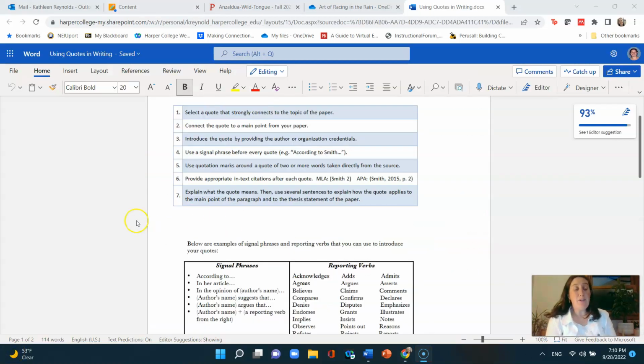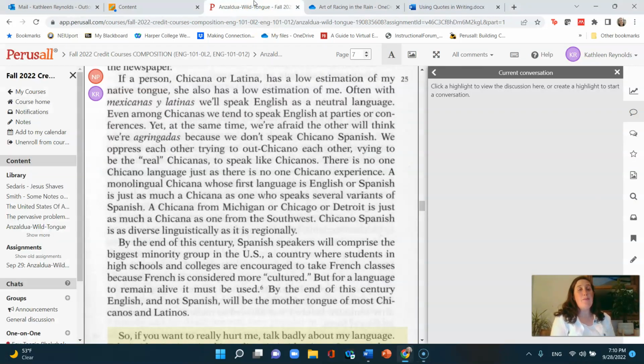All right, so we talked about selecting a quote that strongly connects to the topic of the paper, and now we're going to connect the quote to a main point from our paper, and we decided to do the point about examples from the readings about examples of linguistic racism. So here, I need to introduce the quote by providing author or organization credentials and use the signal phrase before every quote. So I'm choosing a quote from Anzaldúa, Wild Tongue.